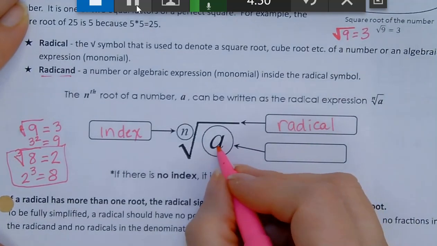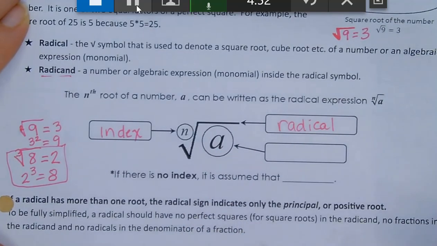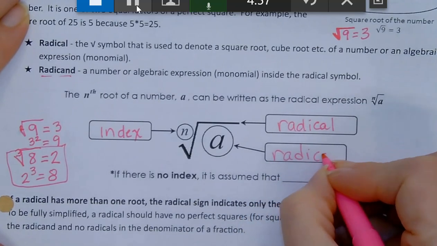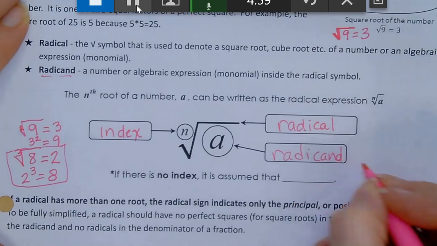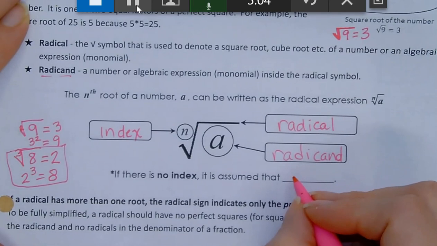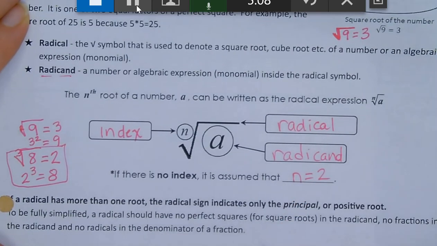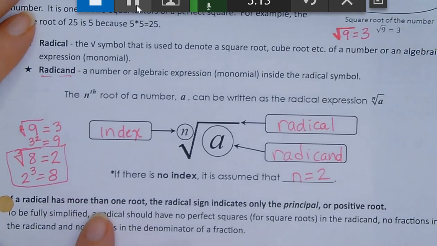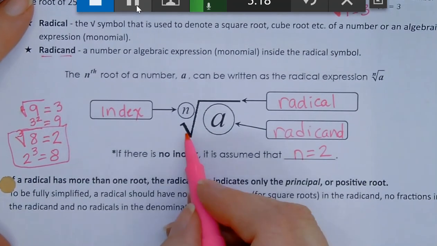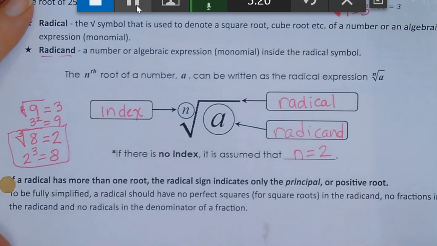And the number that I'm going to take the root of is called the radicand. And again, if there is no index at all, there's no number in that checkbox, we assume that that number n is 2. All right. If a radical has more than one root, which is possible with positives and negatives, if we just ask for the square root of a number, we just want the principal root, the positive root.